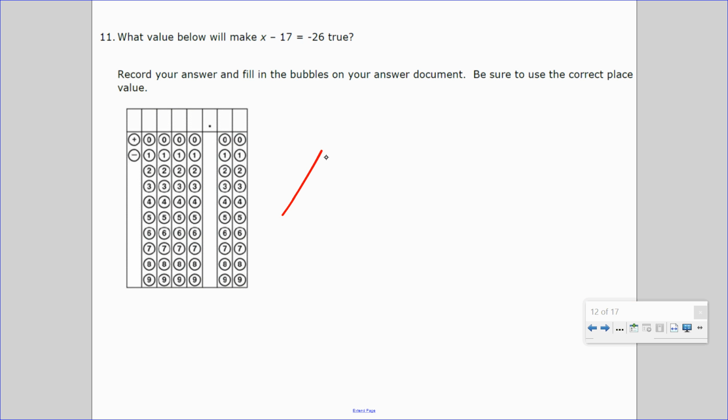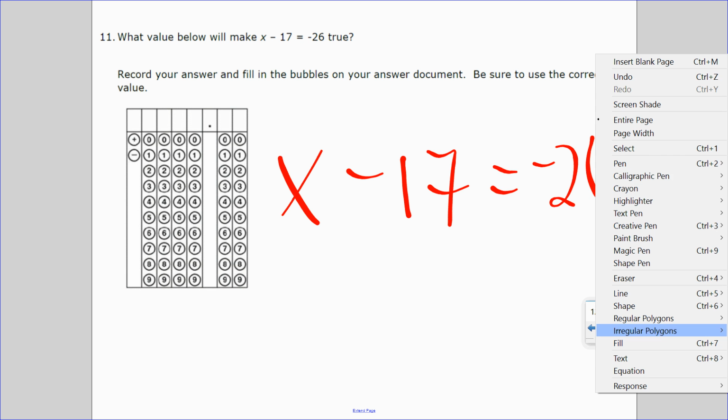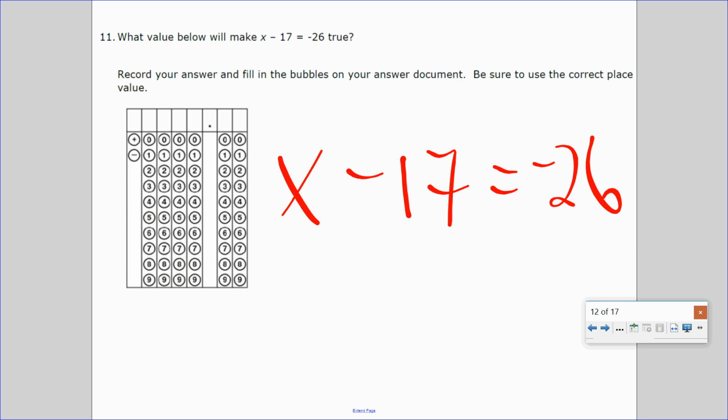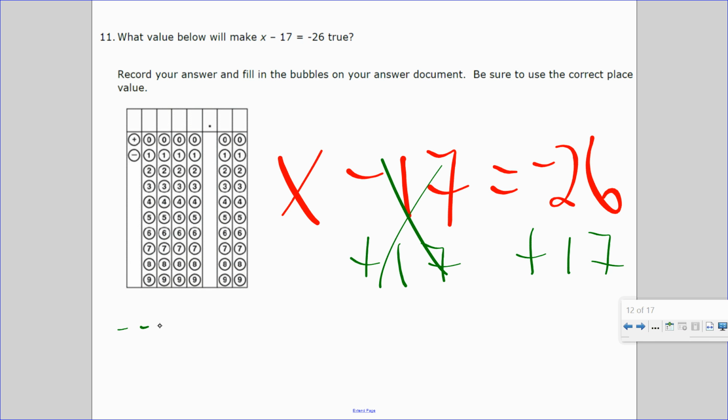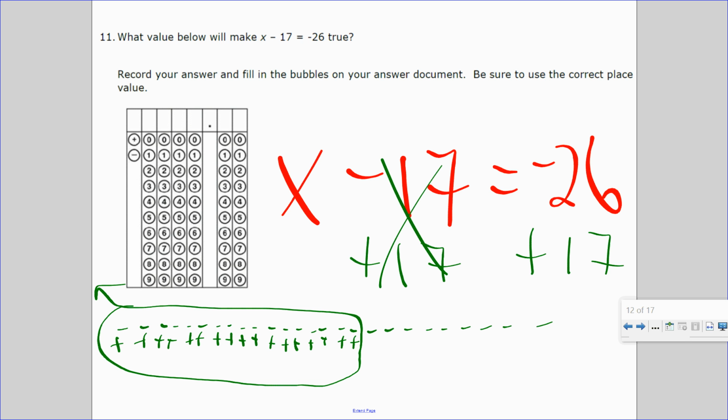Number 11. What value will make x minus 7 equals negative 26 true? This is an equation again. What is the inverse operation of minus? Adding. So I need to isolate x by doing the inverse, so add 17. This cancels. Goodness. You have 26 negatives. 17 positives. All of this is zero pairs. So what do we have left? 1, 2, 3, 4, 5, 6, 7, 8, 9 negatives. So negative 9, so bubble negative 9.